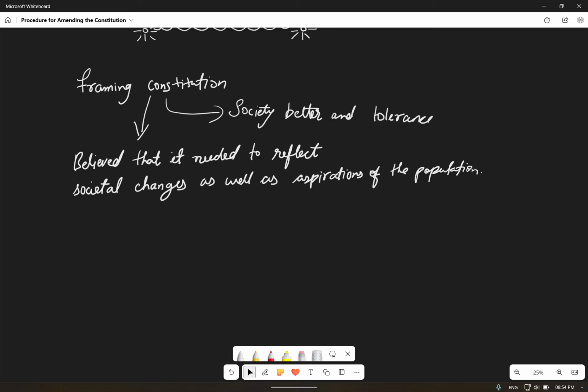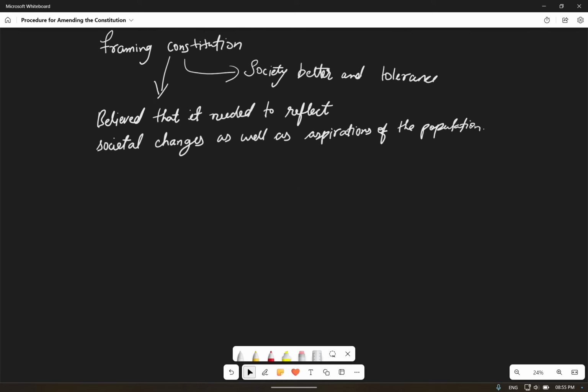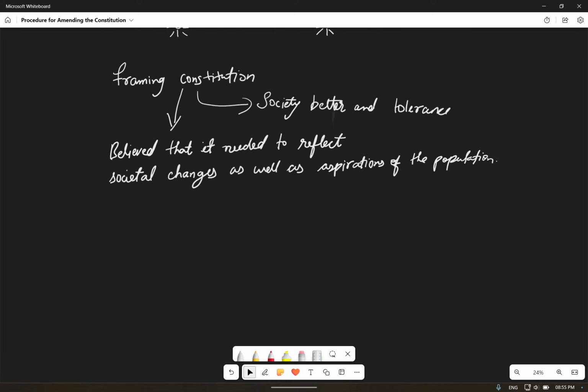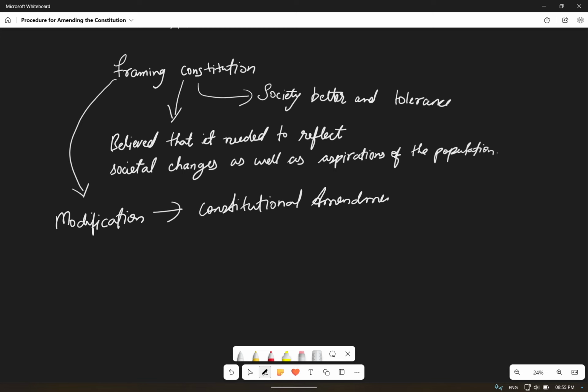So they did not consider the constitution as a sacred and unchanging law. They therefore included a provision for occasionally incorporating modifications. And whenever a modification happens within the constitution, that will be called a constitutional amendment.